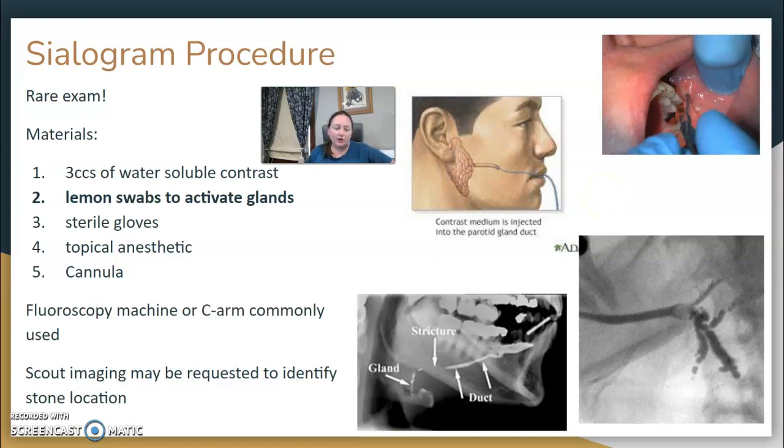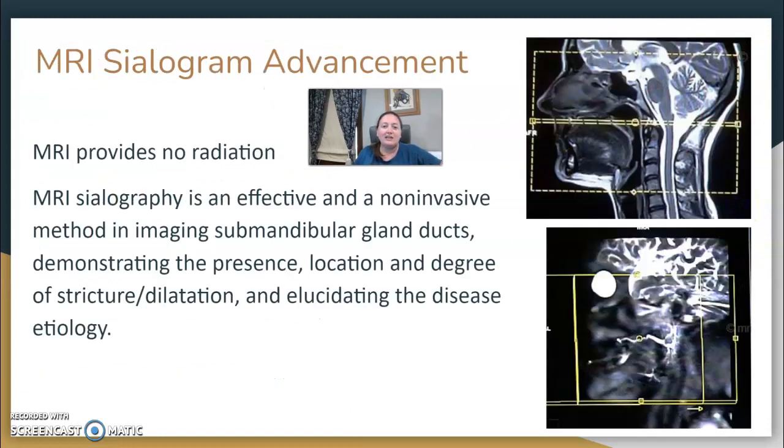Often we've done these in the fluoroscopy room. It could be done with a C-arm, and sometimes mandible imaging is done at the end of the exam. But again, I doubt that you guys would ever see one of those.